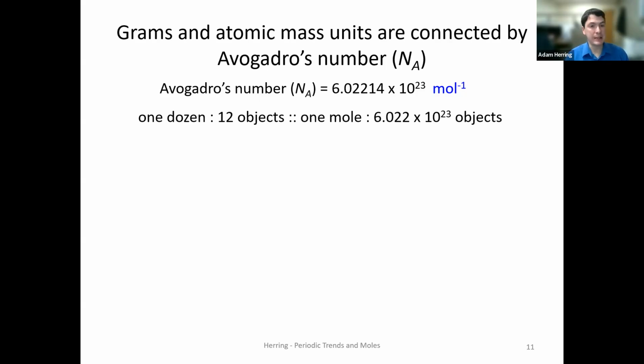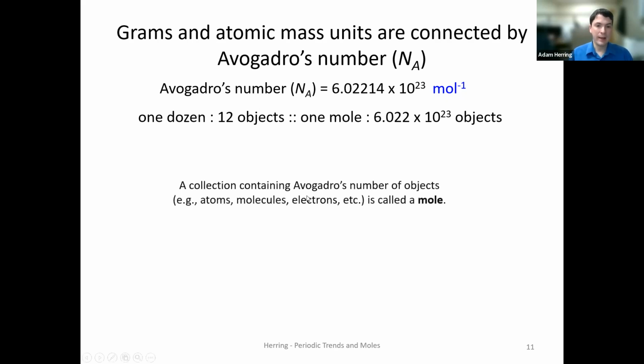If we talk about a dozen, that's when you have 12 of something. So if you have a mole of something, you have 6.02214 times 10 to the 23 of that object. And any collection that has Avogadro's number worth of those objects is referred to as a mole of those objects. So just to give you an idea of the scale of this, this is the value for 1 mole, 6.02214 times 10 to the 23.